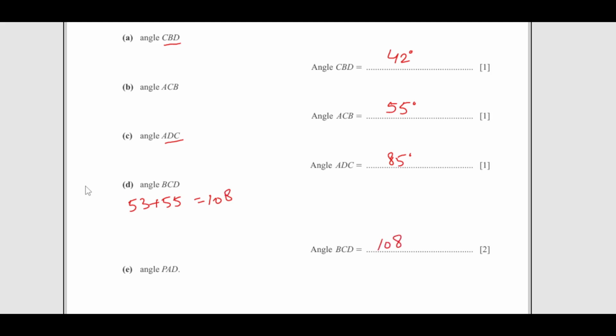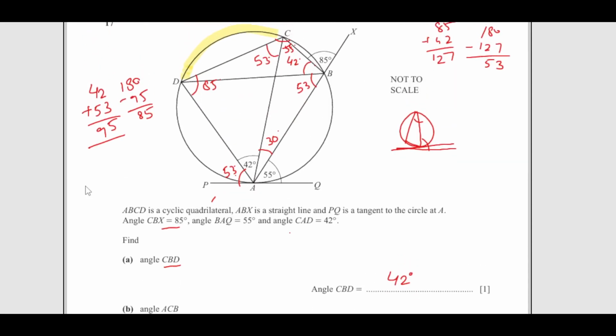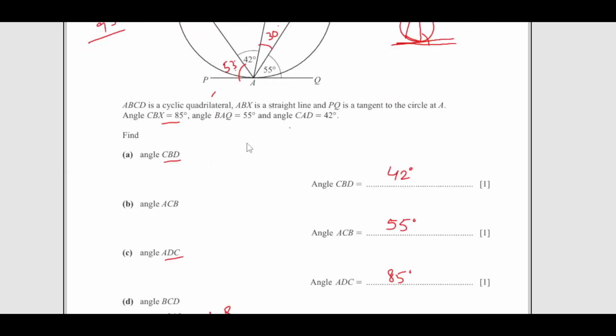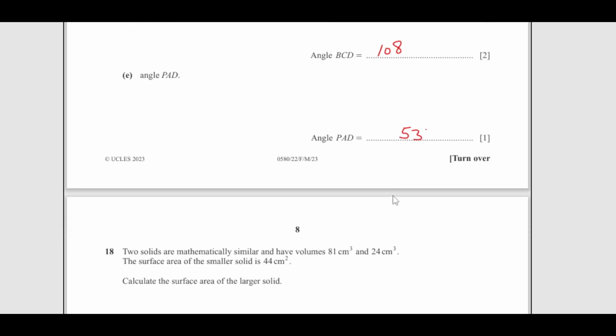Now angle PAD, where is P? P is here. PAD, it is 53, we have already calculated that. So we can write it down here, 53, right? So that's it for this question. Be careful, guys.